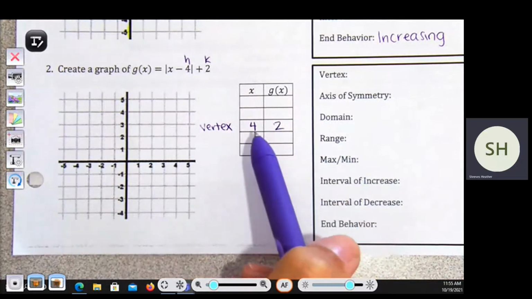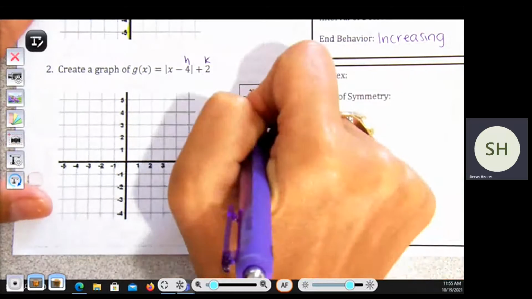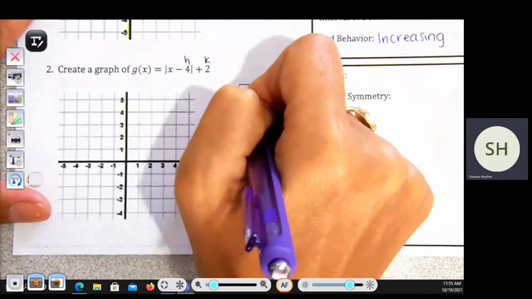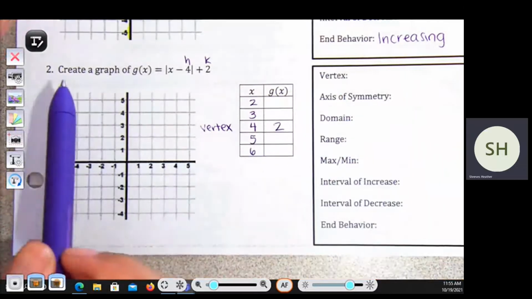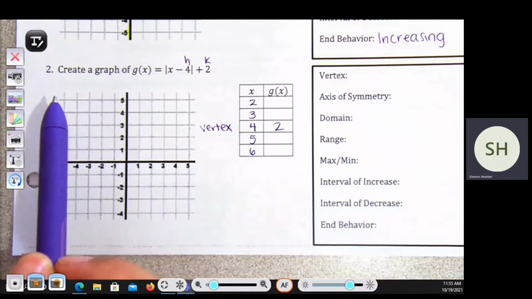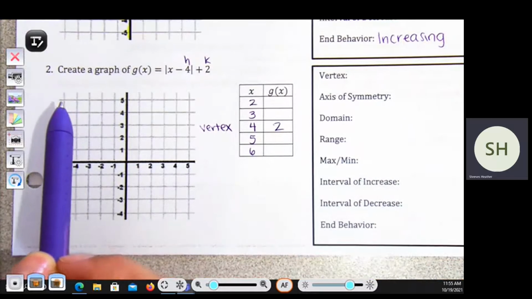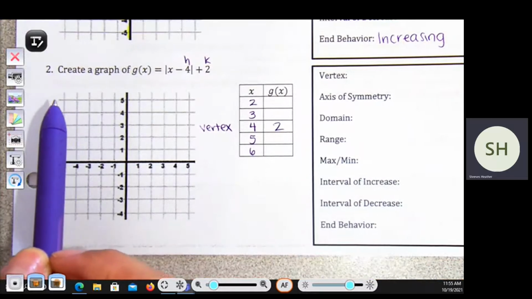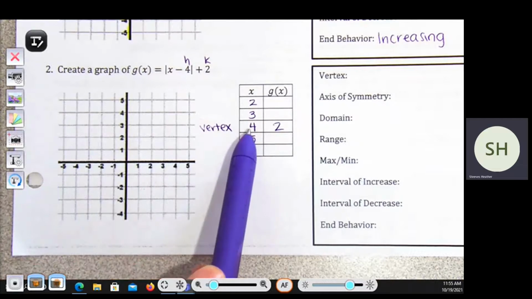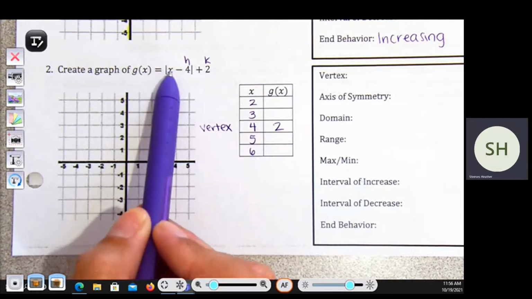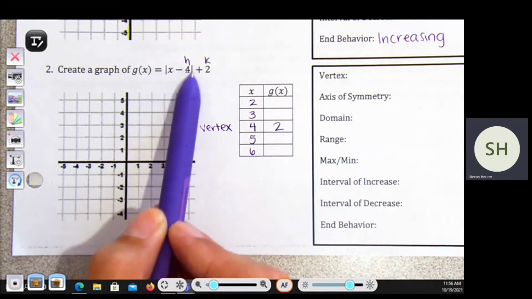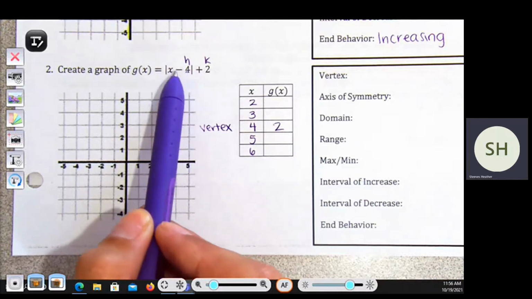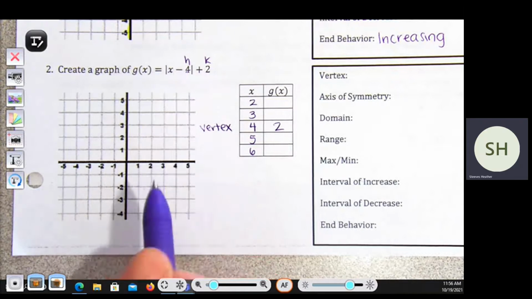Now, what is the number that comes before 4? 3. And then before 3? 2. And 5 and 6. Okay. This is the last example we're actually going to use a table for, and then I'll show you how you could technically use the slope to work around. If I plug in 3 to this, what is 3 take away 4? -1. What's the absolute value of -1? 1. What's 1 plus 2? 3.